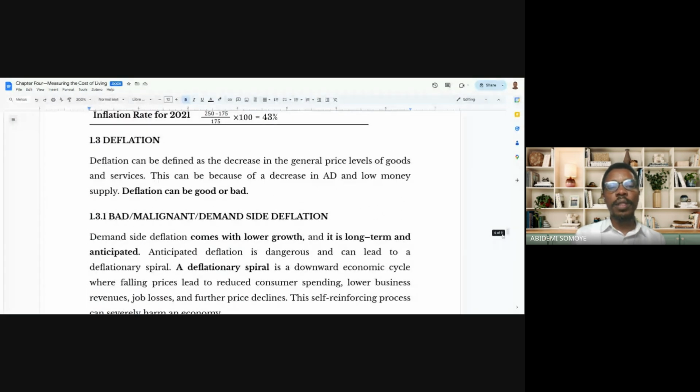So deflation can be defined as a decrease in the general price levels of goods and services. This can be because of the decrease in AD and low money supply. Deflation can be good or bad. So what is bad deflation?